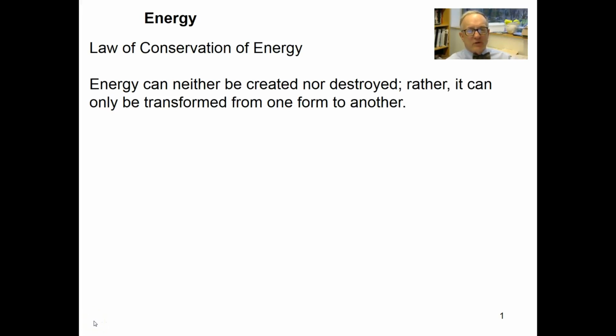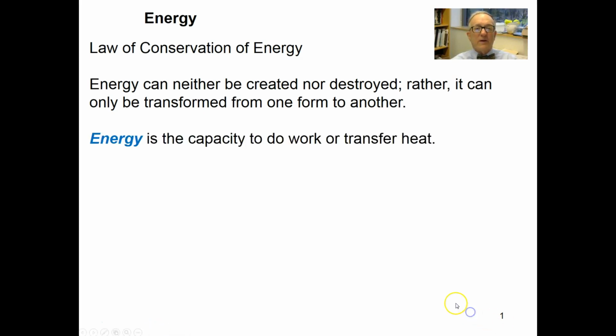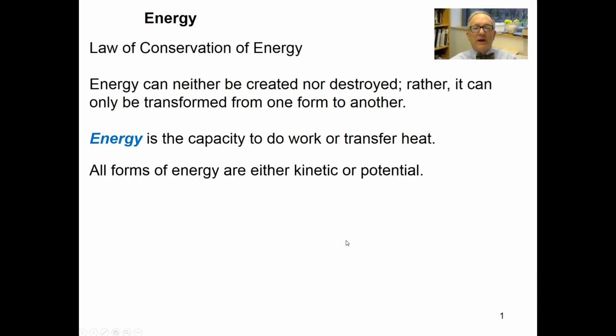We're going to be talking about electromagnetic radiation or light in this video. Before that, let's start talking first about energy. You no doubt heard about the law of conservation of energy, where energy can neither be created nor destroyed. Rather, it can only be transformed from one form to another. Energy is the capacity to do work or to transfer heat, and all forms of energy are either kinetic or potential.